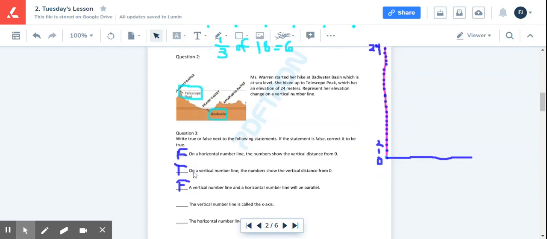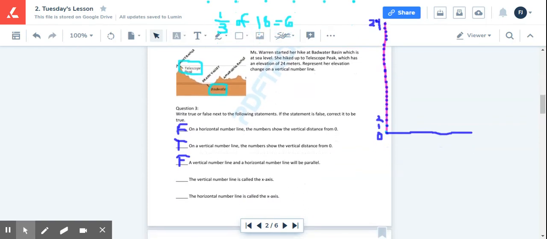The vertical number line is called the x-axis. That is false. The vertical number line is called the y-axis. The horizontal number line is called the x-axis. Yep, that is true. Good job.